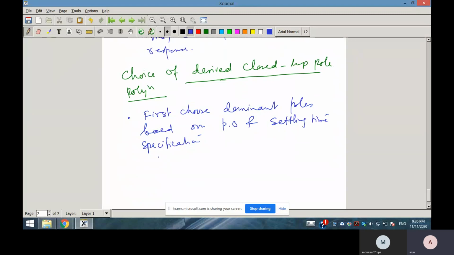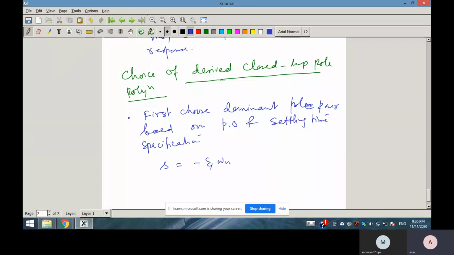Because, based on the peak overshoot specification, you will get zeta, and based on settling time you will get omega n. So zeta and omega n, from zeta omega n is known and zeta is known, so zeta and omega n separately you can get. Once you get zeta and omega n separately, you can get the dominant pole pair. First choose the dominant pole pair based on it.